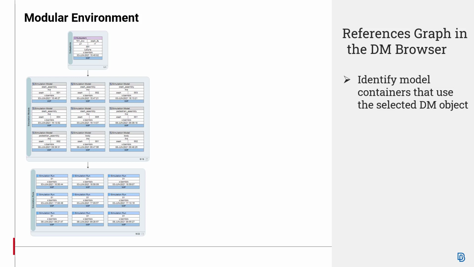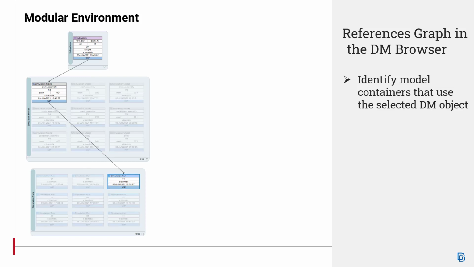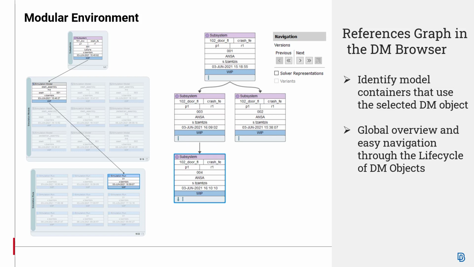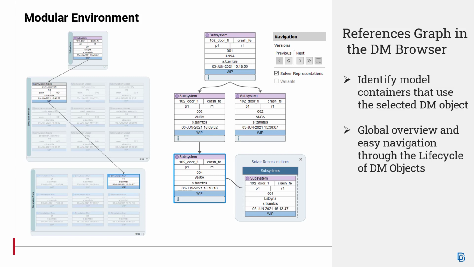A graphical representation of all relations of a DM object is now available in the DM browser through the references graph that offers two modes, the where used and the life cycle relations. In the where used graph, the entities that use the selected DM object are displayed, including recursive relations organized per DM object type. In the life cycle graph, the pedigree of the selected DM object is displayed, which includes previous and next versions, references between ANSA files and solver representation files, as well as variant relations.